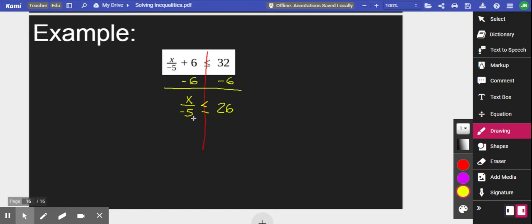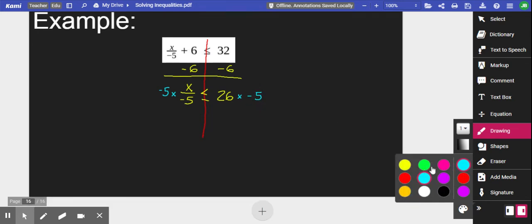Now, this is where some students have trouble. This is not to be considered as a fraction. It is a fraction technically. However, we want to look at it as a division problem. So x is being divided by negative 5. Now, to use the identity property, we want to get this negative 5 out of here. So what we're going to do is multiply both sides by negative 5.